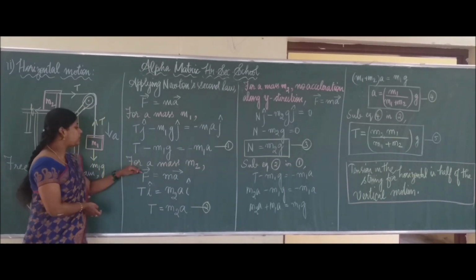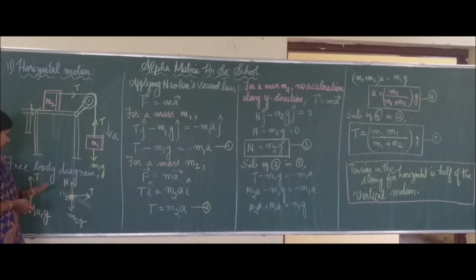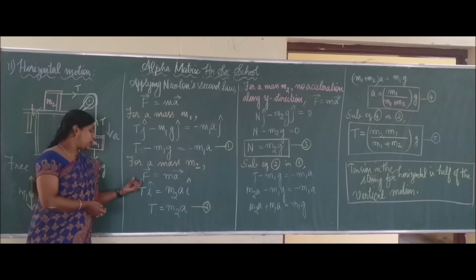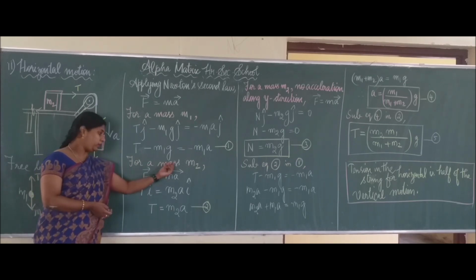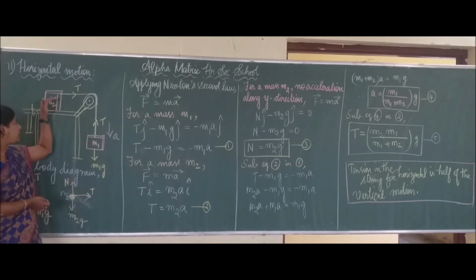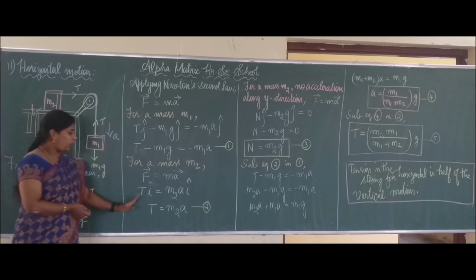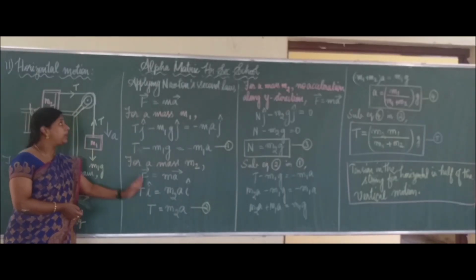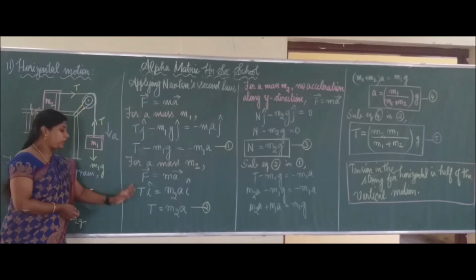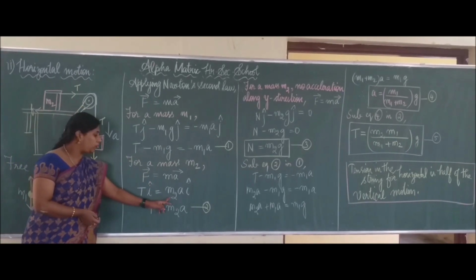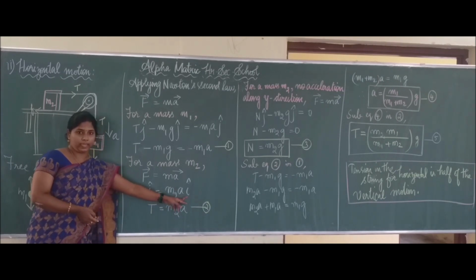Next is for the body of mass m2. For mass m2 we take the same thing, applying Newton's second law, F vector equal to m into a, the general formula. F means the same total force. Here only tension is acting on the string, in the x direction, so the unit vector is i cap. It is positive x, so it is plus i cap. So T i cap equal to m2 into a i cap.